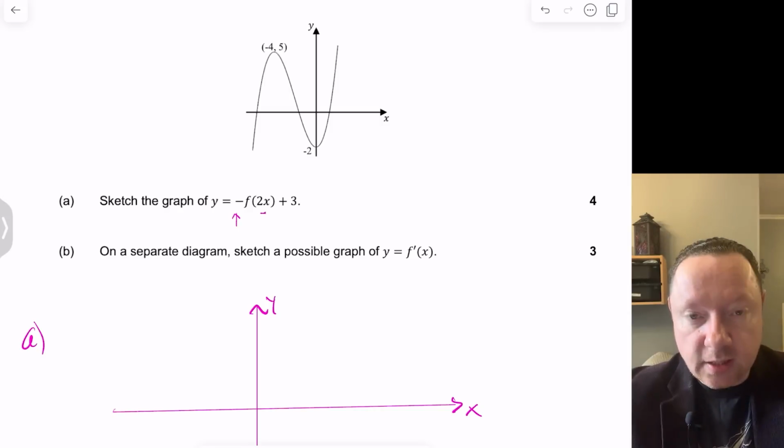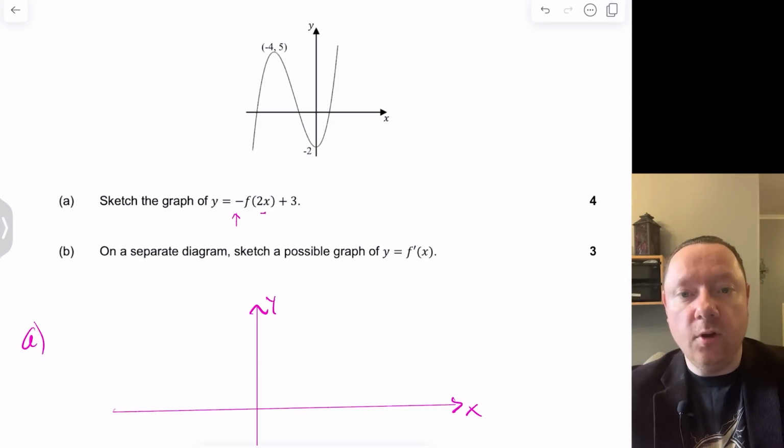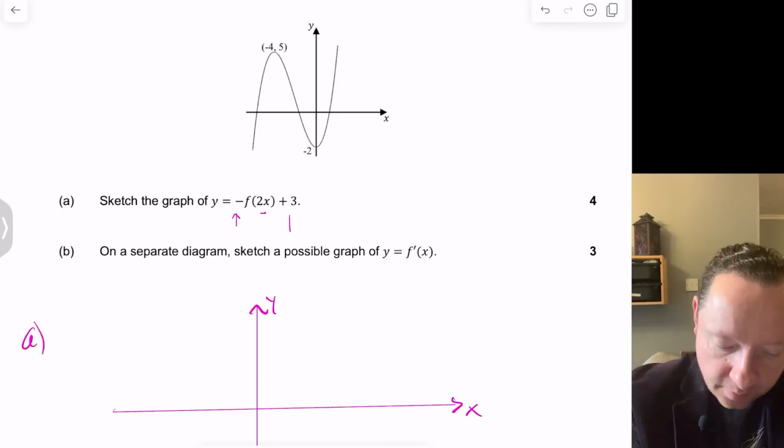Now 2x, if it's inside, here's a little tip for you. You do the opposite of what it says. So I'm not going to times, I'm going to divide by 2. If it says a half x, I would times by 2. If it said plus, I move to the left. If it says minus, I move to the right. Then the last number, plus 3, means I'm going to go up by 3.